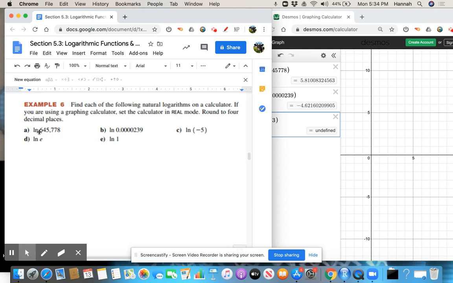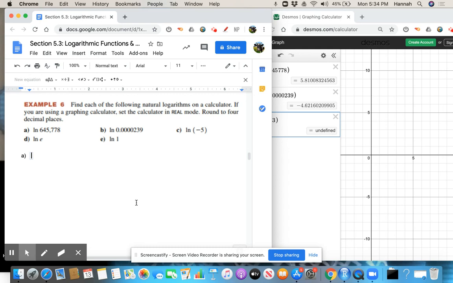Well, we said on the previous problem, when you have just regular log, if they don't write in a little base, your base is understood to be 10. Well, with natural logs, it's not understood to be 10. It's understood to be e, and e is about 2.72. So let me show you what that looks like.